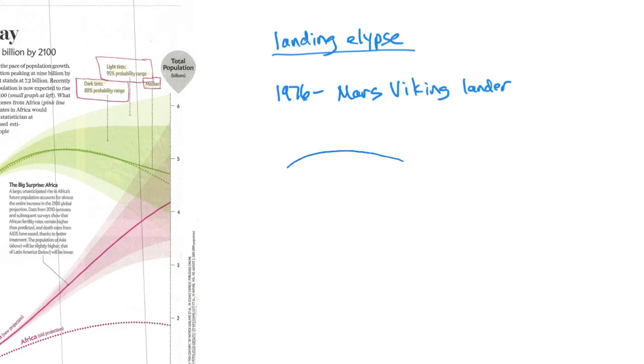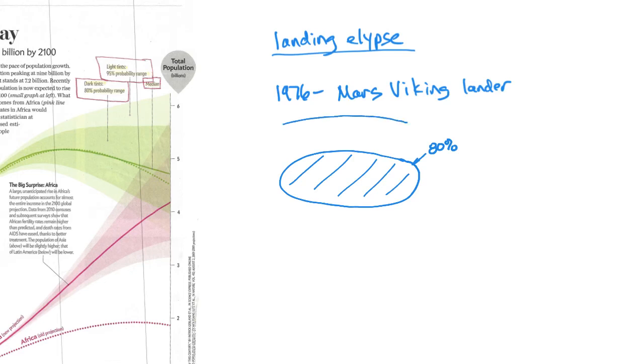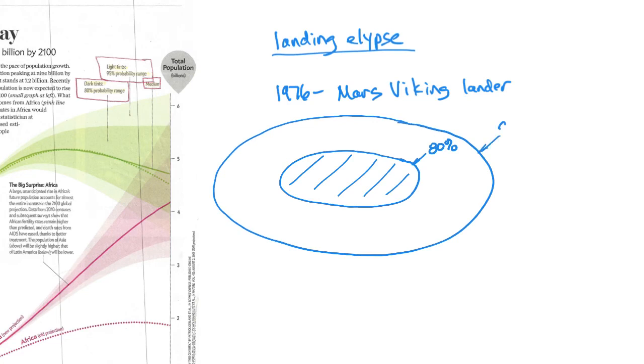So we'll have this region here, and this would be 80%. So we could say we're 80% confident or 80% sure that this landing craft will be somewhere in this region. And then if we want to be more confident, we have a larger region. Now we could say we're 95% confident that the Mars Viking lander will land somewhere in this region. So just like before, we're more confident, but the trade-off is a larger region.